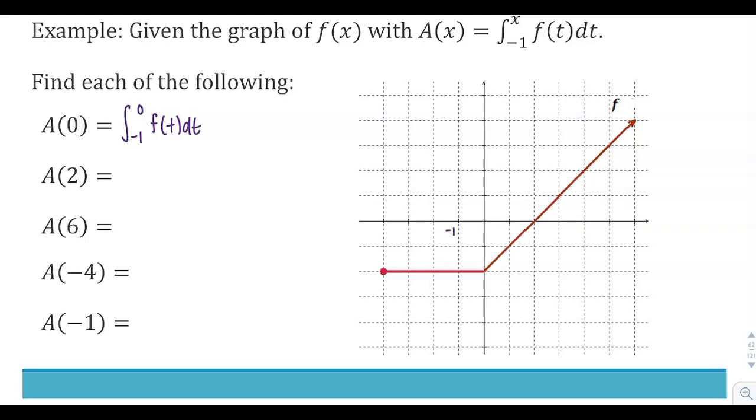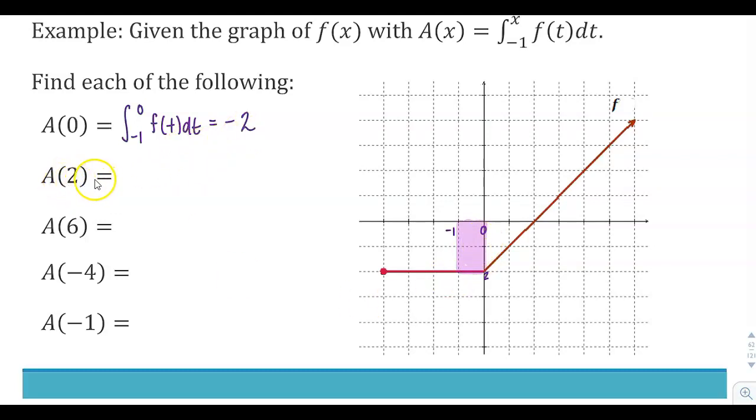So here's -1, here's 0. So we're interested in the area between the curve and the x-axis. Now since I'm below the x-axis, my area will be negative, and my width of my rectangle is 1, and the height of my rectangle is 2 units. So I'm going to end up with -2 as the value of a of 0.